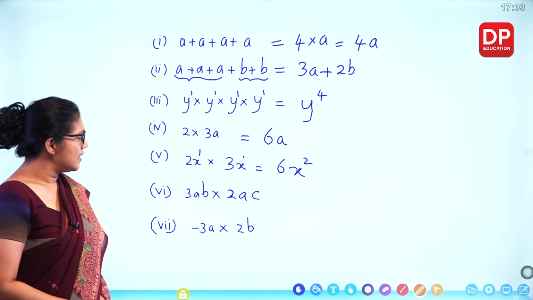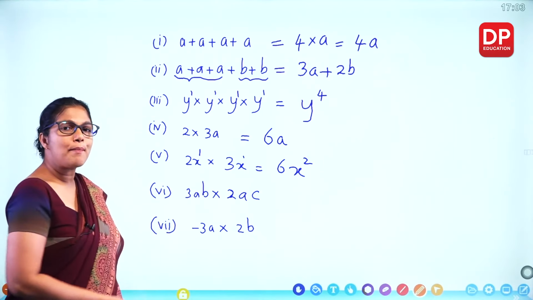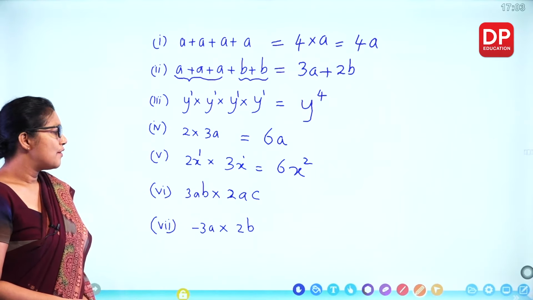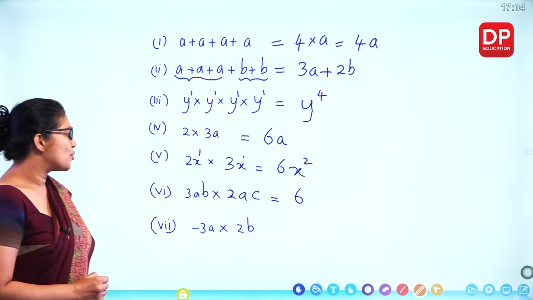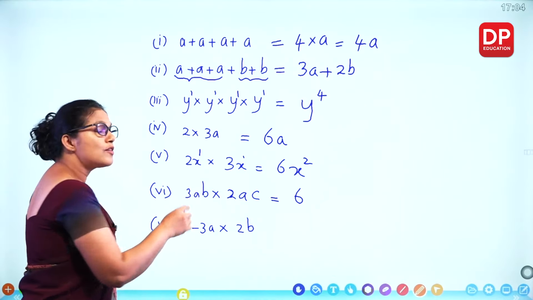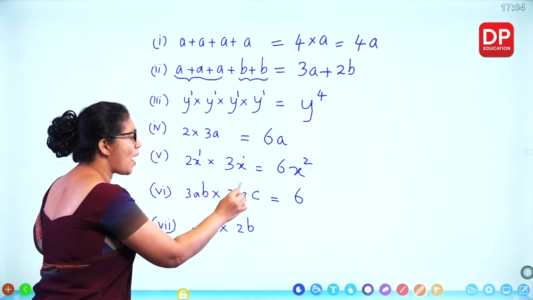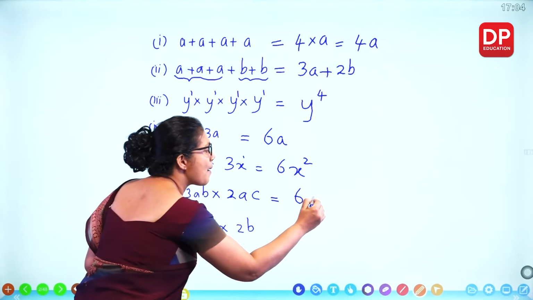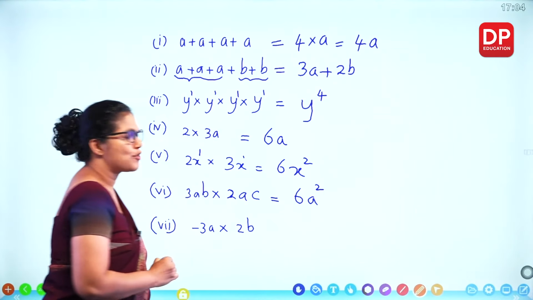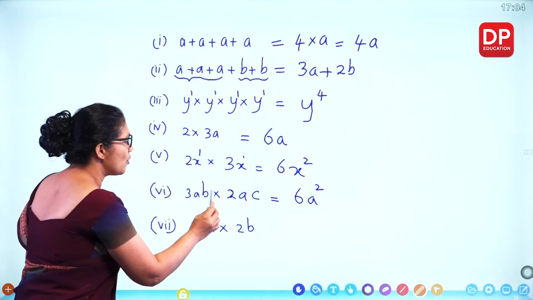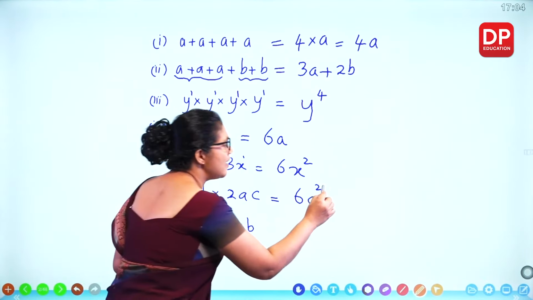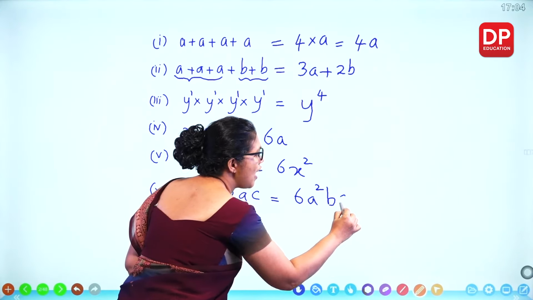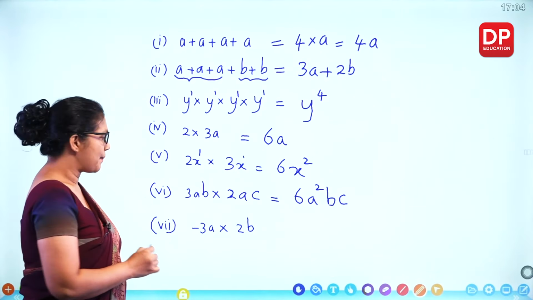In this question, first you can multiply the numbers. 3 times 2, you get 6. Then what do we do? A. When you are multiplying A twice, you get power 2, A to the power 2. Now look at B and C. They appear only once, so you are not getting powers, but you have to write them as they are.